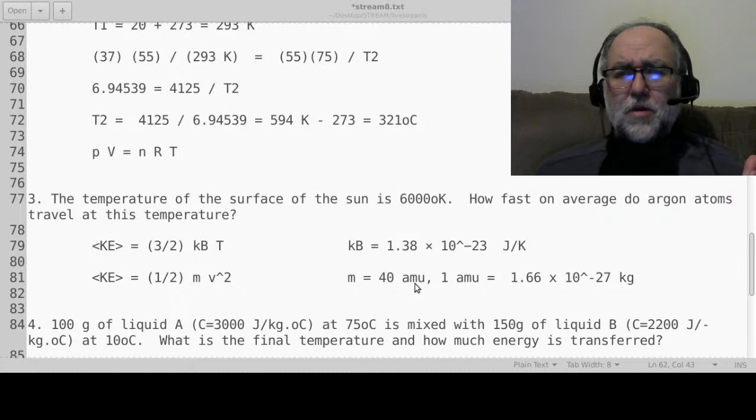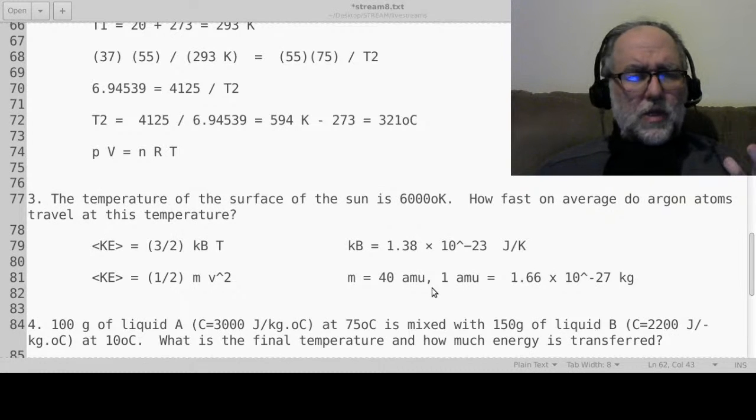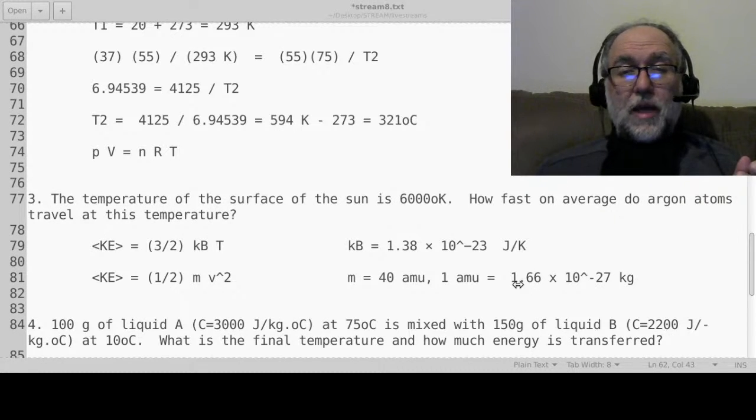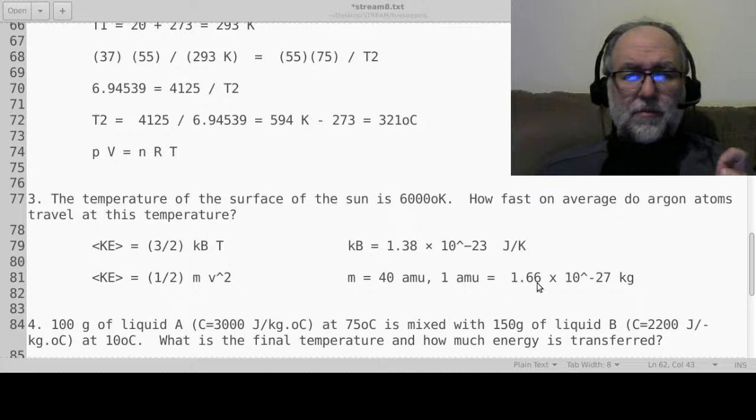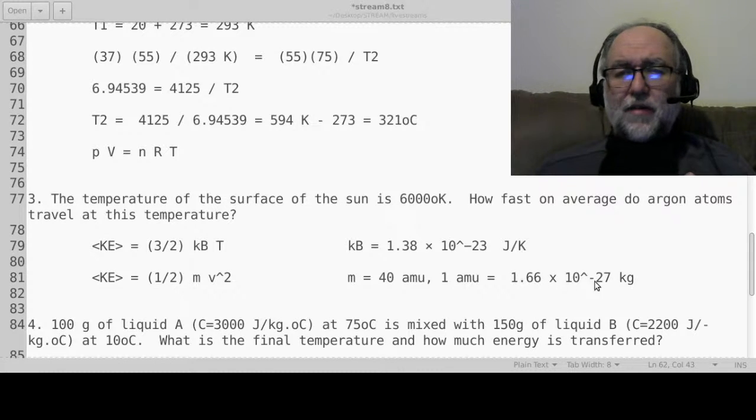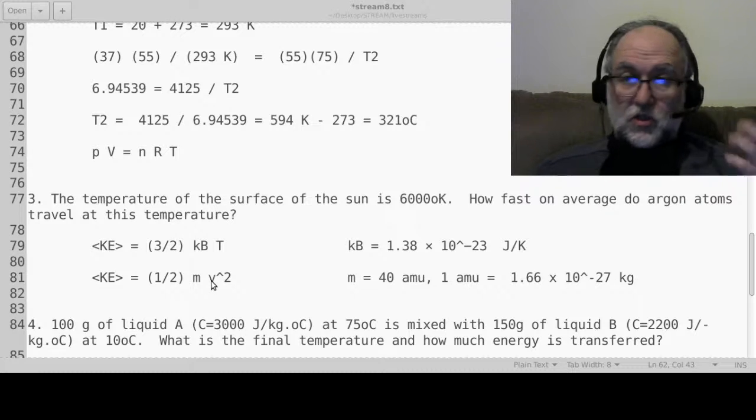And you go, well, what's an AMU? 1 AMU is like the mass of a proton or a neutron. So 1 AMU turns out to be equal to 1.66 times 10 to the minus 27 kilograms. I might have 6, 7 there; I think it depends on how you round off, but this is close enough. I just got this off of Wikipedia a second ago. So let's do the problem.